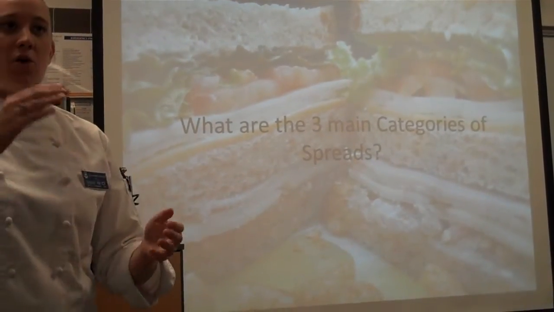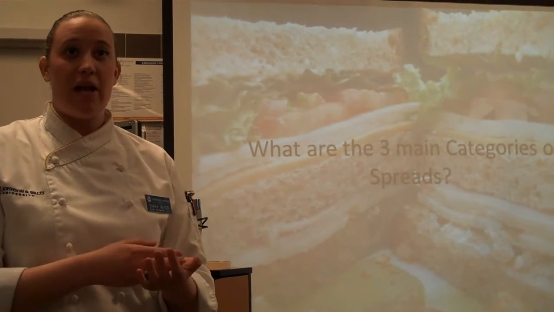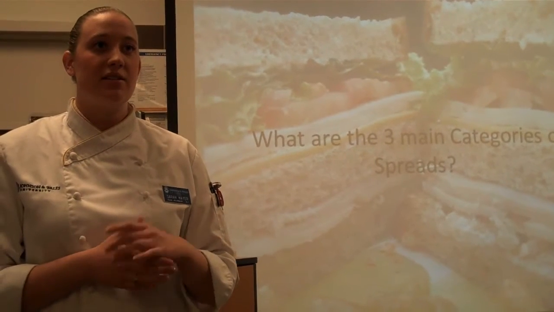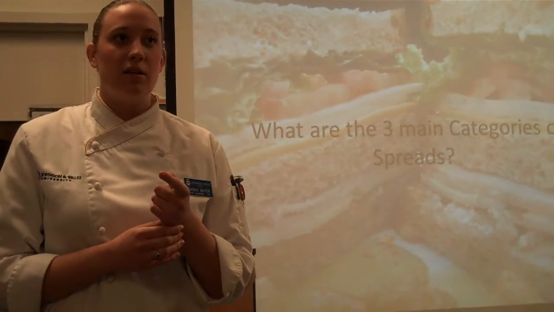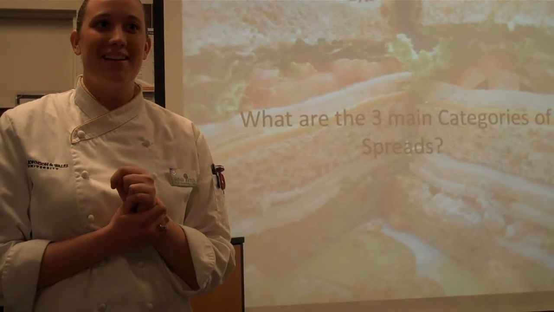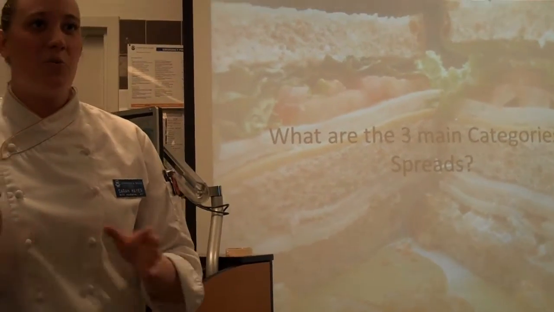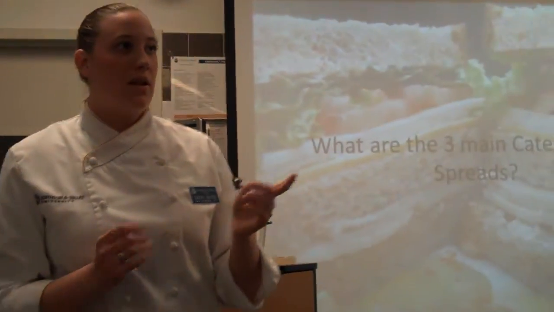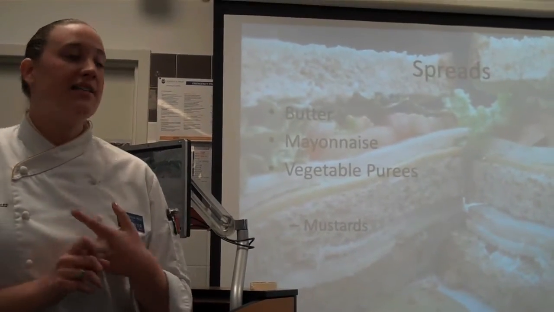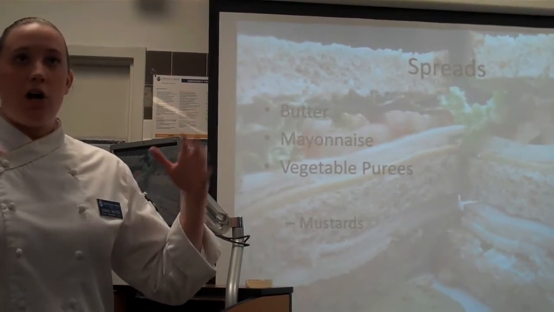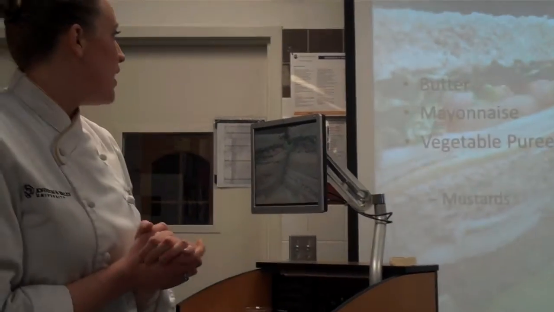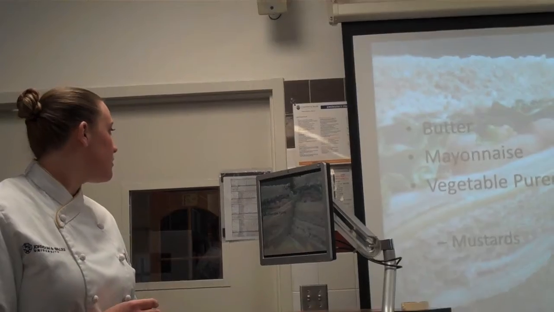So after we have our bread, the next thing you usually add to your sandwich is your spread. Can anyone give me one of the three main categories of spreads? Vegetable puree is more of the term for that one. These are our three categories we have here: butter, mayonnaise, vegetable purees. Mustards aren't a category, but it's also a very well-known type of spread. But those are our basic spreads.